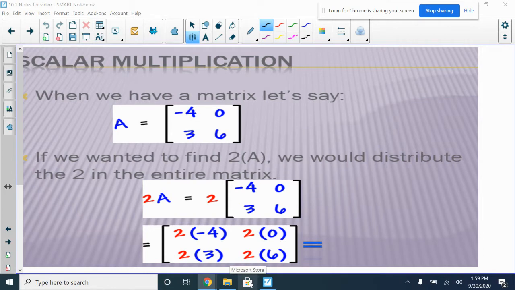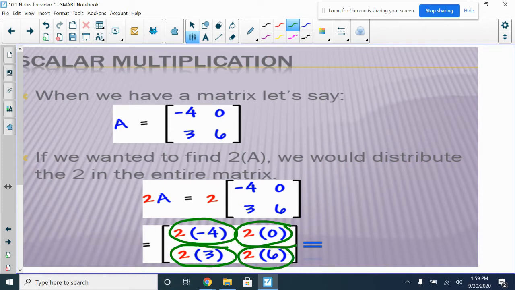If you look, it shows you that we're going to multiply the 2 times the -4 and leave the answer where it was. We're going to multiply the 2 times the 0 and leave the answer where that 0 was. You're going to multiply the 2 times the 3 and leave the answer where that 3 was. And you're going to multiply the 2 times the 6 and leave the answer where the 6 was.